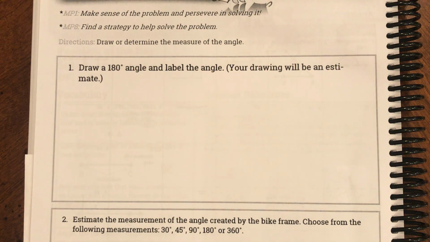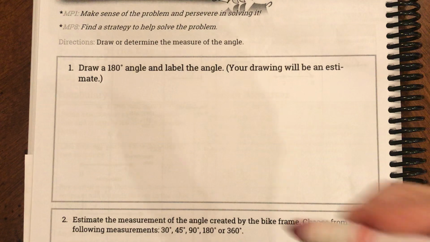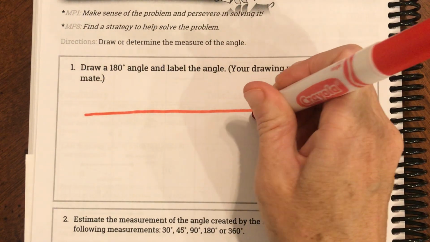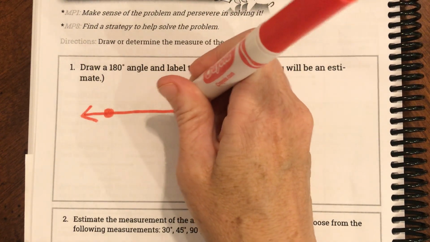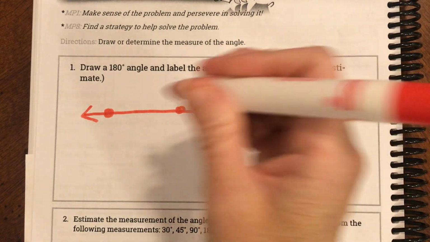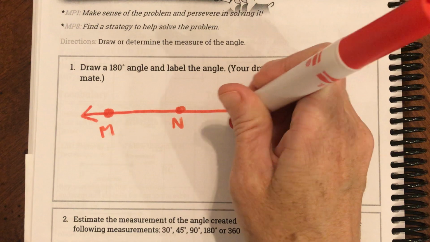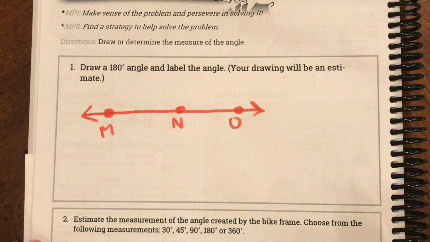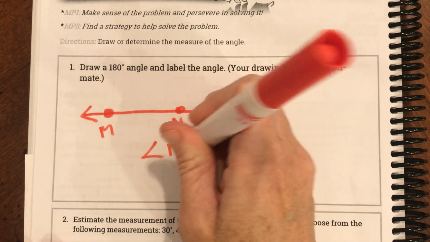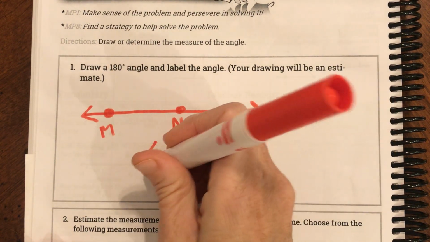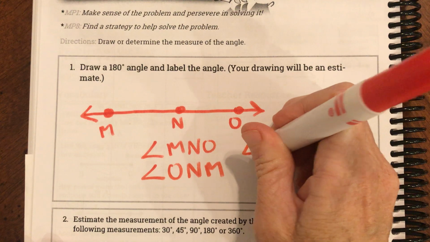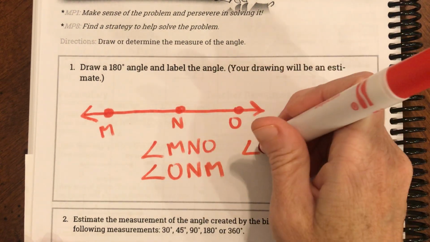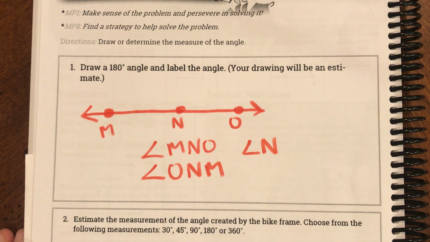I know that a 180-degree angle is a straight line. But I also know an angle has to have three points, so I can name them anything I want. Maybe I will do M, N, O. So this angle's name could be angle MNO, or angle ONM, or I could even name it just by its vertex, which is the middle one. Those would be my three options.